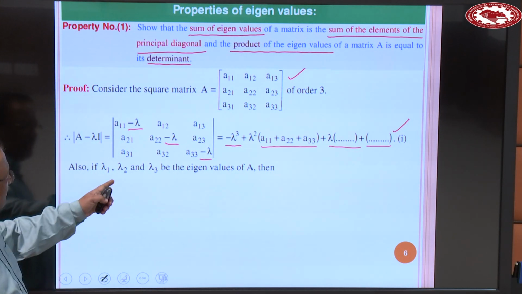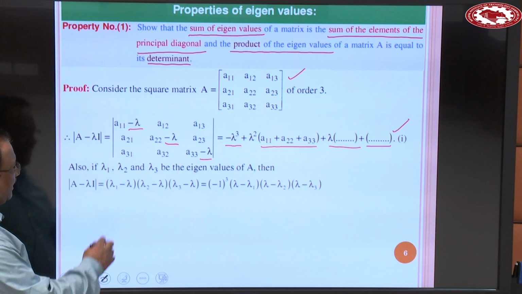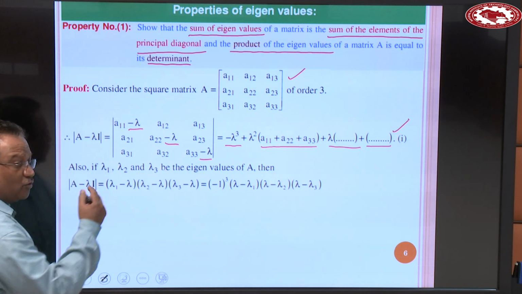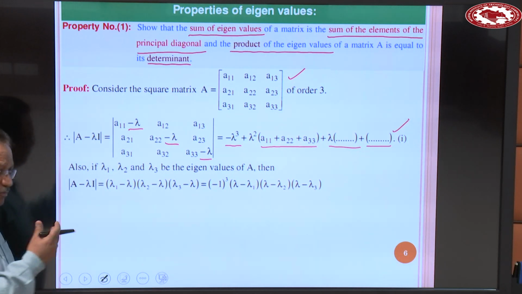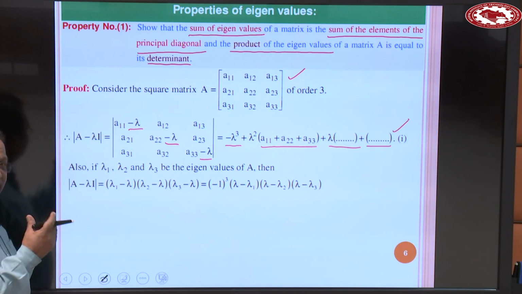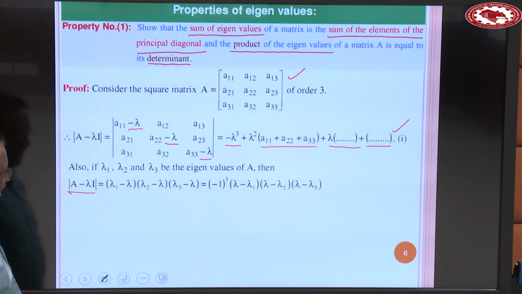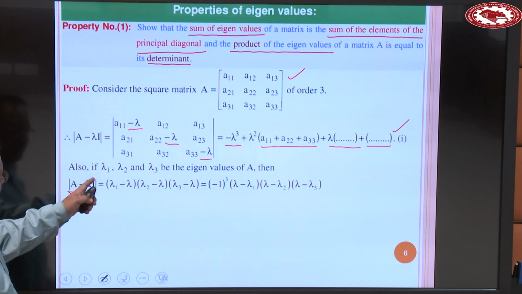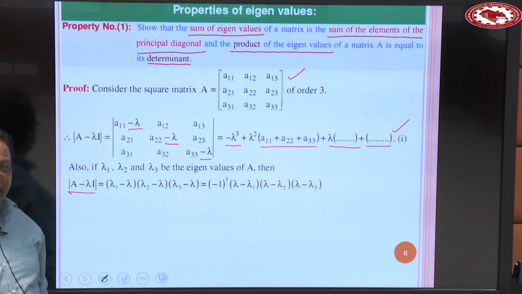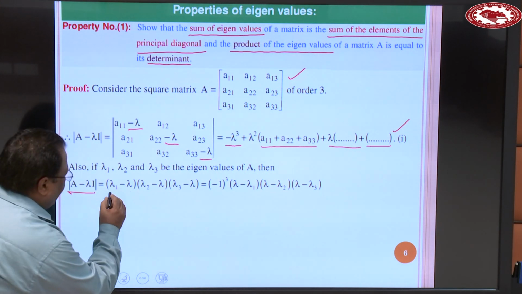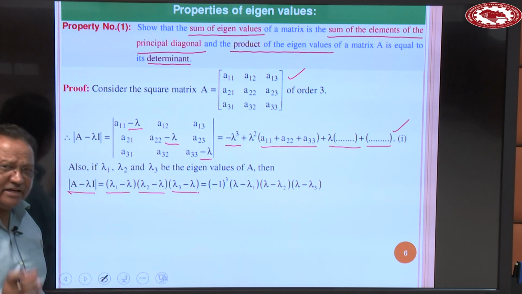Now if lambda 1, lambda 2, lambda 3 be the eigenvalues of A, then by definition these are the roots of the characteristic equation, and the characteristic polynomial is determinant A minus lambda I. And this means that when lambda 1, lambda 2, lambda 3 are eigenvalues of A, we have lambda 1 minus lambda, lambda 2 minus lambda, lambda 3 minus lambda, 3 factors.